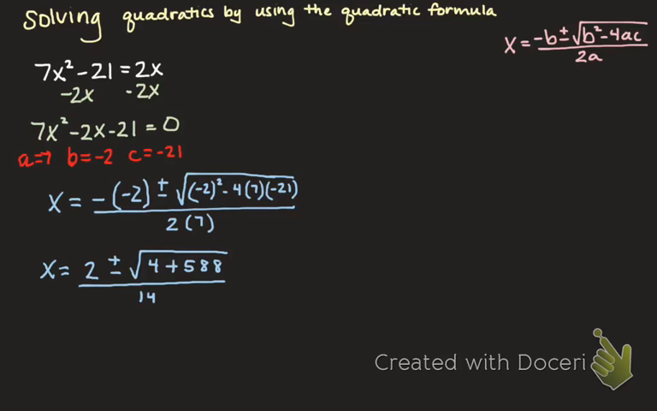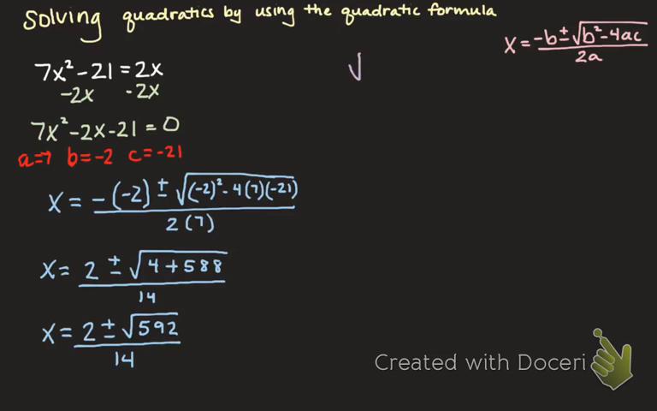So now we can add what's inside of the square root. So we have x equals 2 plus or minus the square root of 592, and this is all divided by 14 still. So if we take a look at the square root of 592, it's not a perfect square, so we can't actually square root it as is. But we can simplify that.